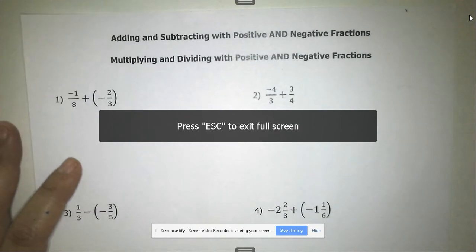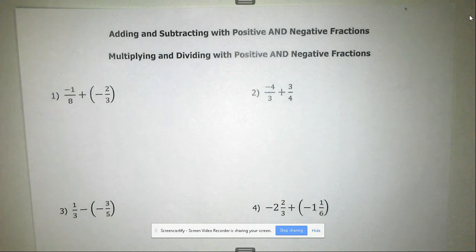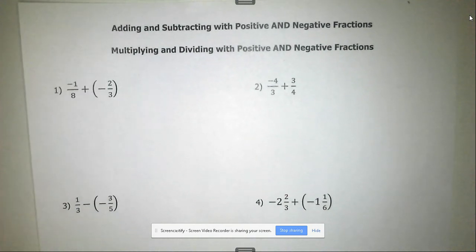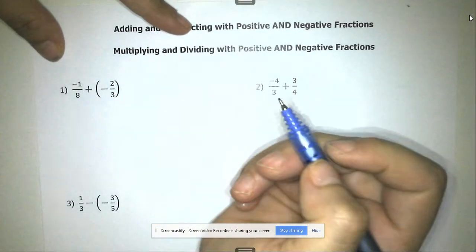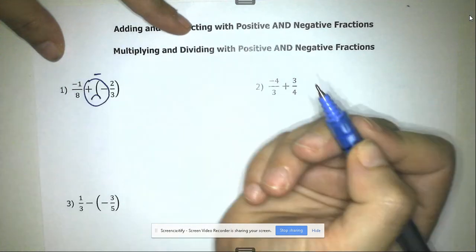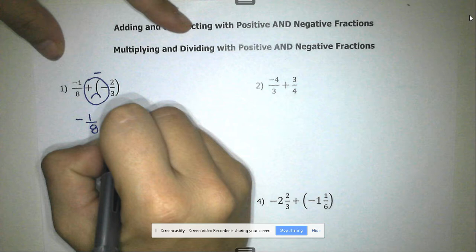In this video, I will be adding and subtracting positive and negative fractions and multiplying and dividing with positive and negative fractions. So remember that we want to simplify all double signs. So this guy got punched in the eye, that's a negative. So I'm going to rewrite this as negative 1/8 minus 2/3.